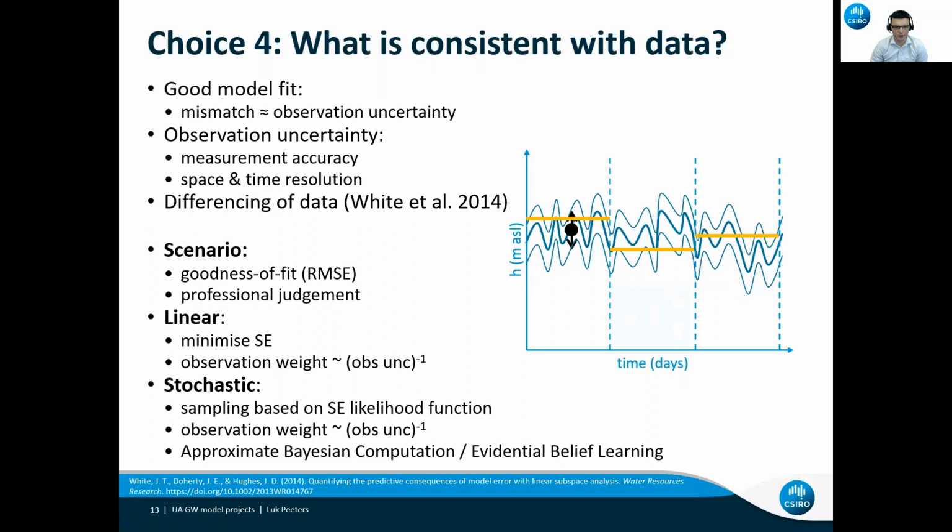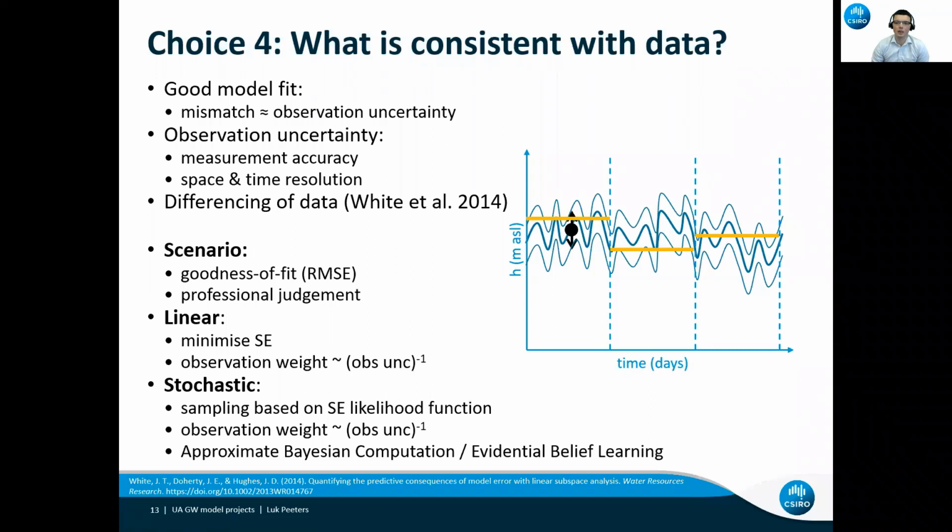Stochastic approaches are in essence quite similar, a lot of the likelihood functions are also based on squared errors, and often the observation weights are also the inverse of the observation uncertainty. In both the linear and stochastic approaches, however, it is very hard to incorporate that professional judgment and to formalize that. So there's a couple of recent developments like approximate Bayesian computation and evidential belief learning that provide approaches to bring that professional judgment into your likelihood function so that you can go beyond just how well it matches your data points.